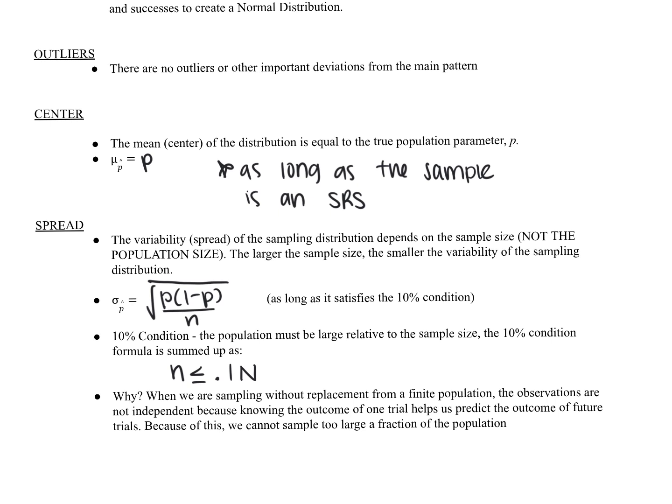Most of the time, the population size N won't be given. It's going to be described using words because we won't know it. Why we have to do this is because we are sampling without replacement from a finite population. The observations are not independent, because knowing the outcome of one trial helps us predict the outcome of future trials. Because of this, we cannot sample too large a fraction of the population, because we're not going to have independence at all for our distributions.